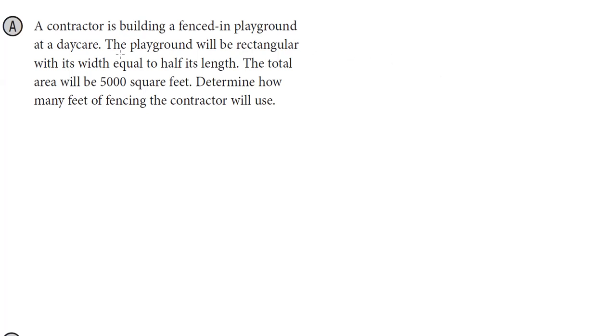So remember, I always give the advice, whenever you see a problem like this involving shapes, just go ahead and draw yourself a diagram. So here's my rectangular playground, and they tell me that the width is equal to half its length. So let's say that the length is x. So if the width is equal to half its length, that means the width would be half x.